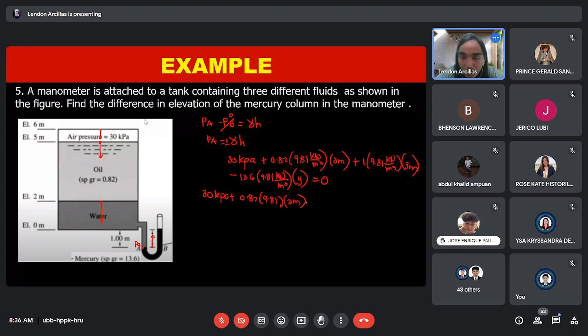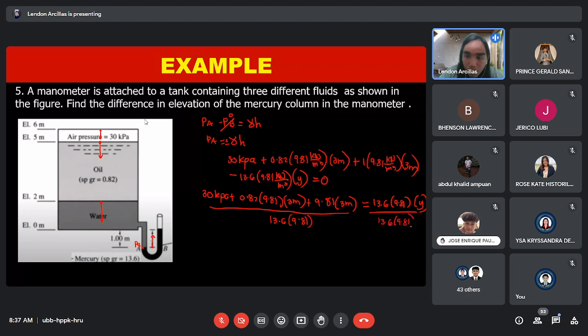Times 3 meters plus 9.81 times 3 meters. Lipat na lang natin yung mga unknown variable: 13.6 times 9.81 times the y. So, if you multiply this one, then divide by 13.6 times 9.81, makukuha mo yung y equal to 0.626 meters, or that is y is equal to 62.63 centimeters. Next.